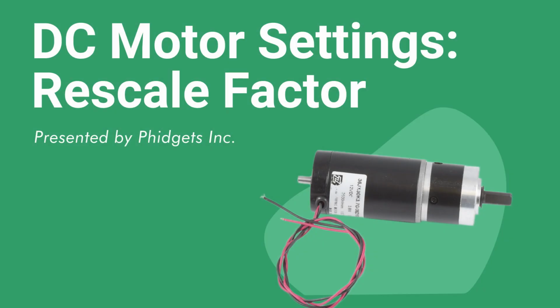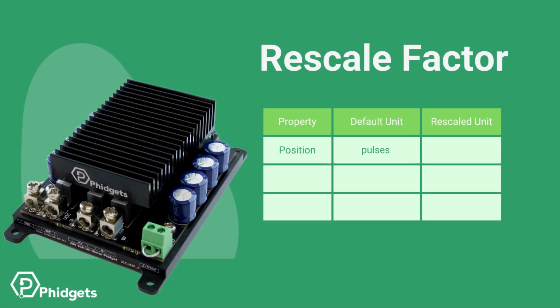In this video, we'll explain Rescale Factor, a property of Phidget DC motor controllers that is available in position controller and velocity controller mode. Setting a rescale factor allows you to change the units of position, velocity, and acceleration from the default unit of encoder pulses to something more intuitive, like rotations or degrees.